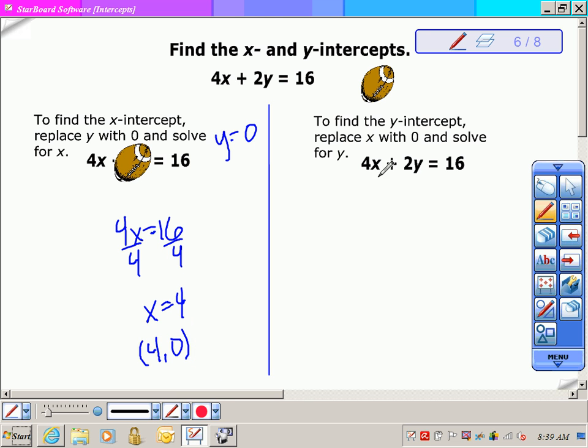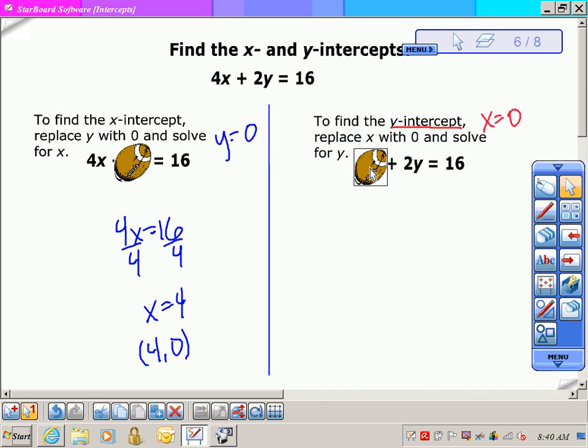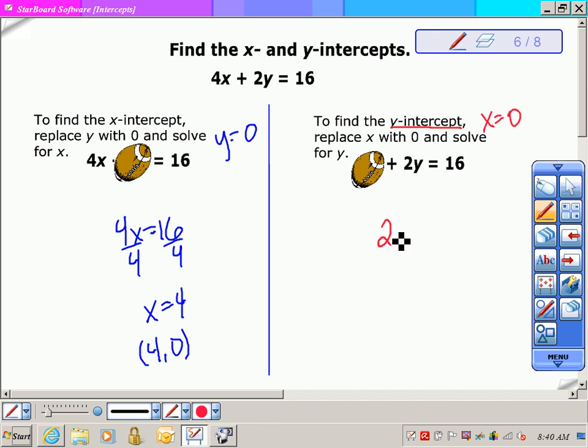For the next one, what am I going to do? Well, I'm finding the y-intercept, so what do I know? X equals 0. Perfect. So I'm going to cover up my x. So I've got 2y equals 16. I need to divide by 2. Y equals 8. It's very good. Okay, are you guys getting the hang of it? Okay, awesome.